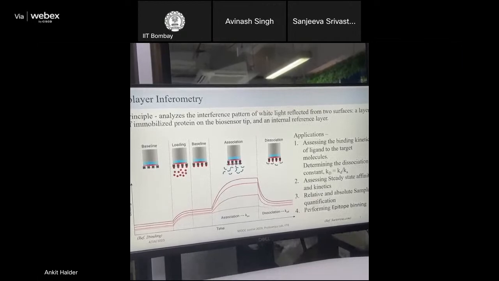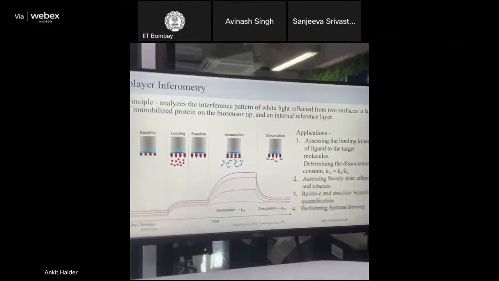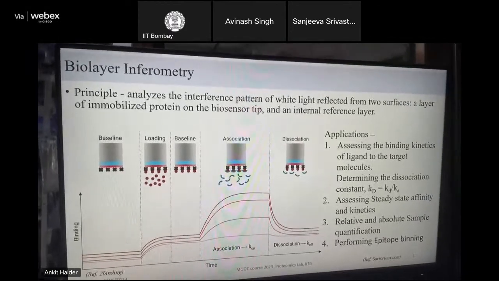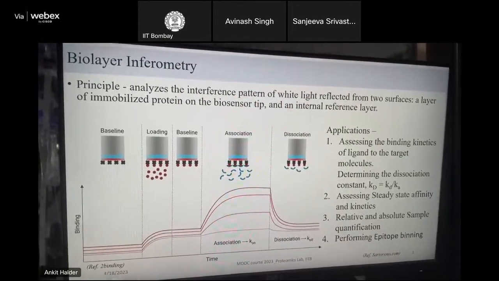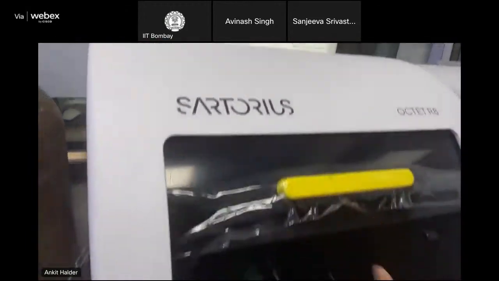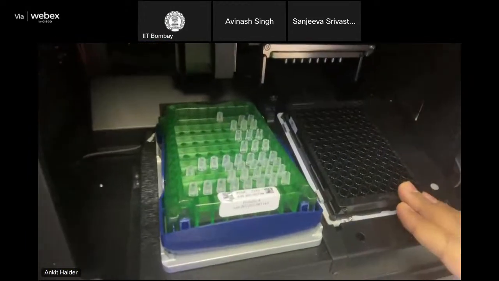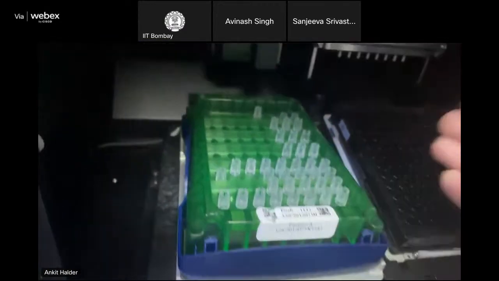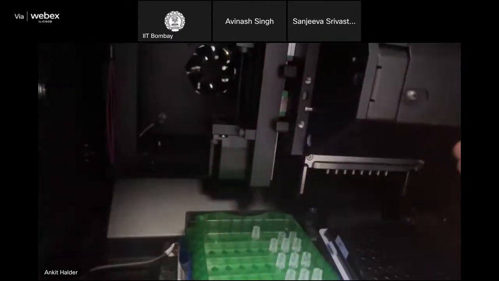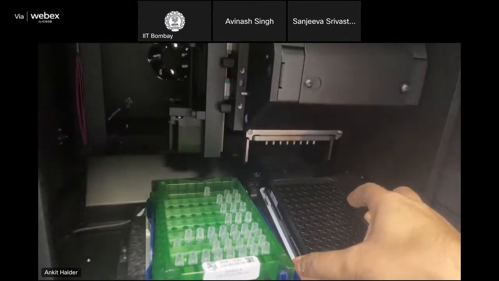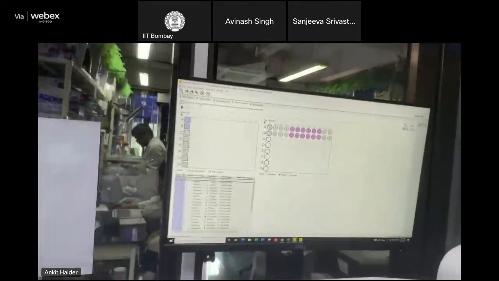And finally, epitope binning, which is basically knowing the different epitopes of a similarly binding antigen and antibody. So now moving towards, as you can see in this instrument, here we keep all the samples, and these are the tips. The instrument takes the tips and dips them into several of these wells where we can keep the samples. Again, moving back to the software, how it is.